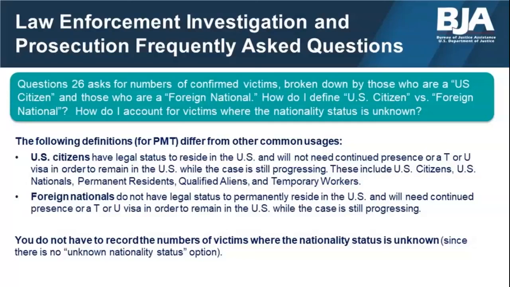And at the end of the day, what we really mean under that U.S. citizen category is people who have a legal status to reside in the U.S. and will not need continued presence or a T or U visa to remain. And foreign nationals are people who do not have a legal status to permanently reside in the U.S.